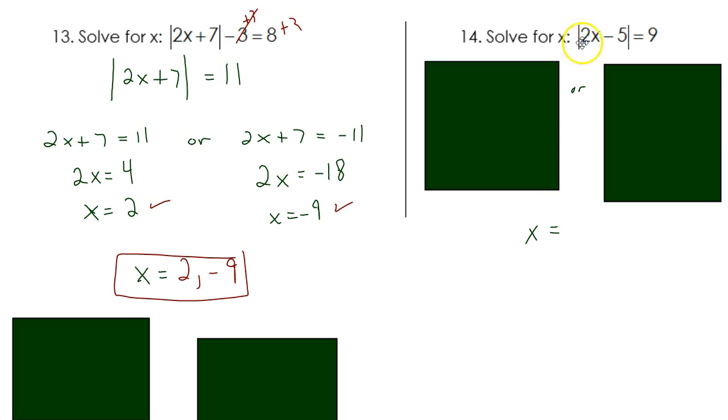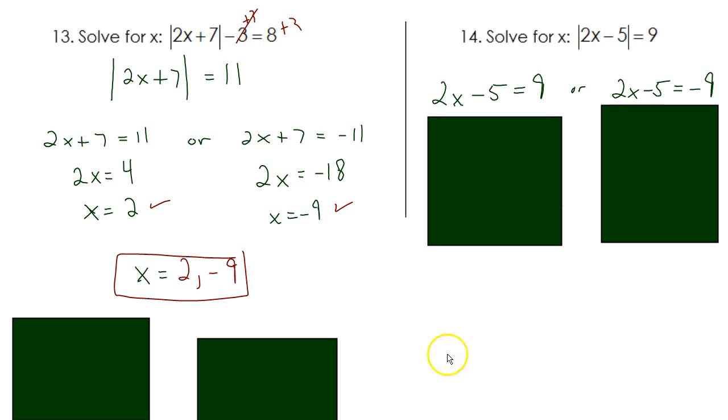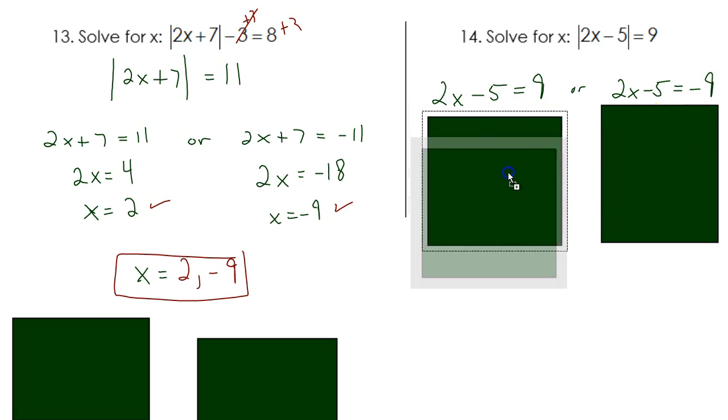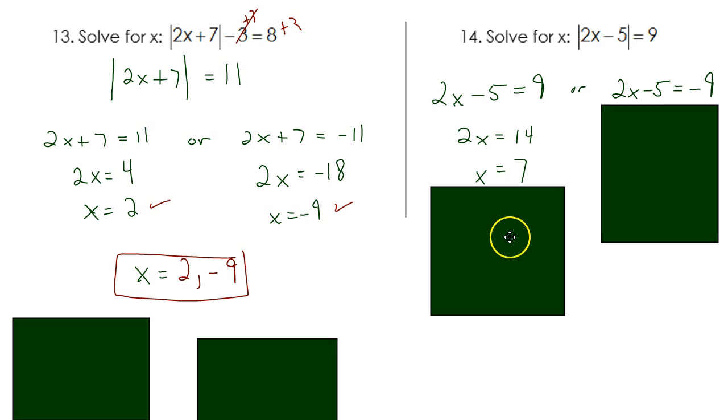Number 14. The absolute value bars are already isolated on one side of the equal sign, so we have our two equations that we have to solve. 2x minus 5 equals both positive 9 or negative 9. I'll start with the positive 9 and solve that by adding 5 to both sides. 9 plus 5 is 14. Then dividing both sides by 2 to get 7.